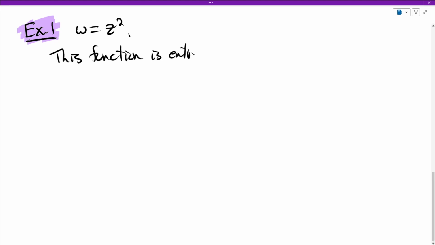That is, it is analytic on all of the complex numbers. So it's an entire function. And so, by what we said in the previous video, the real and imaginary parts are harmonic. So we're going to go and check that with this very particular example.